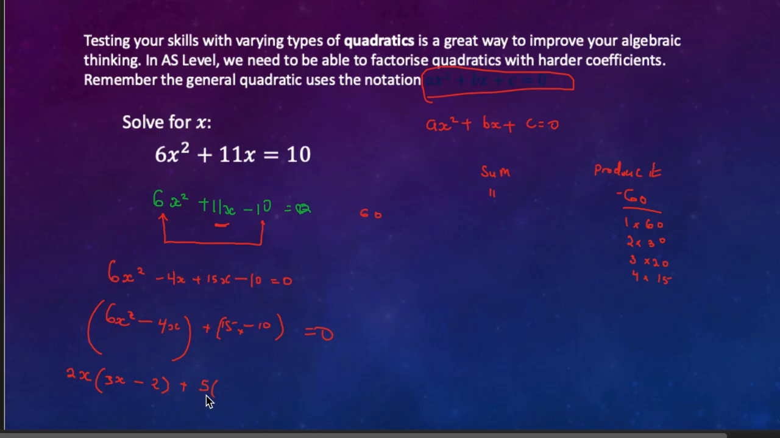What do we multiply by 5 to get 15x? 3x. And then what do we multiply by 5 to get negative 10? Remember, this is plus 5. So to get negative 10, this must be minus 2. One part to note at this stage is that these brackets, the parentheses that we are creating, should be the same. Note that this is 3x minus 2 and this is also 3x minus 2.